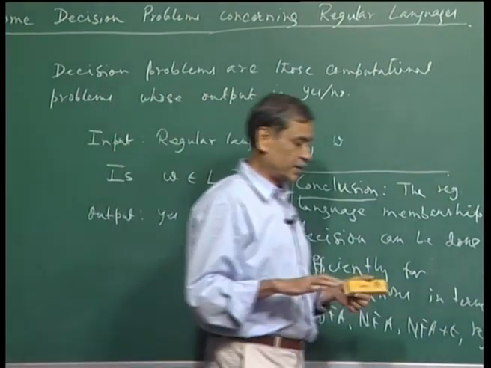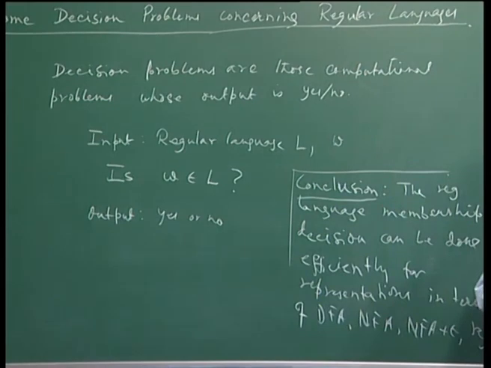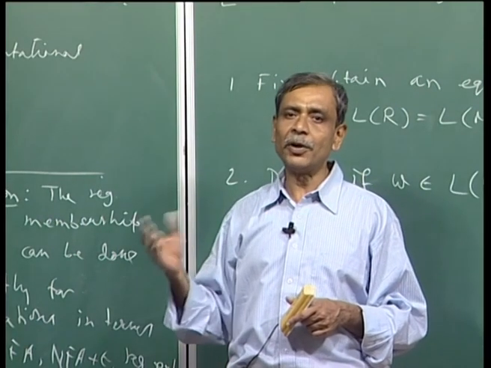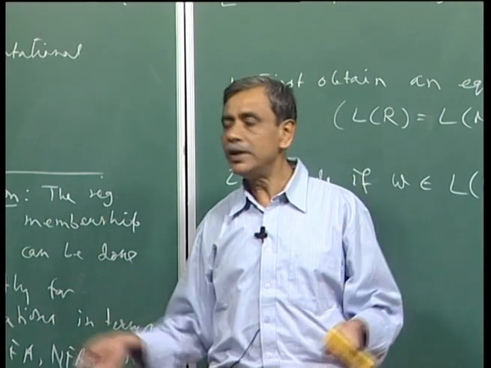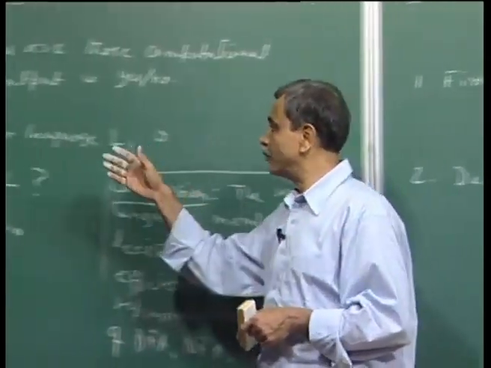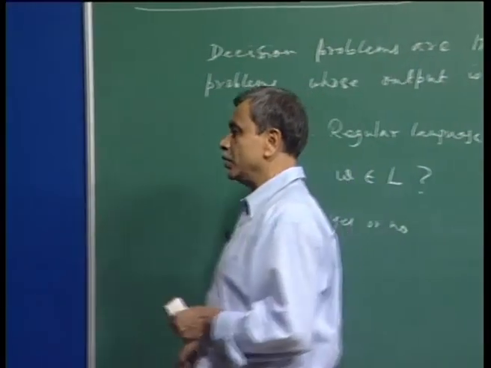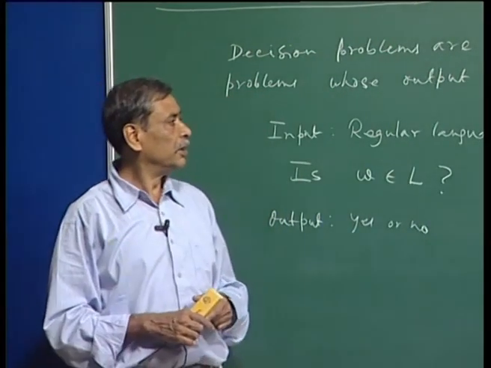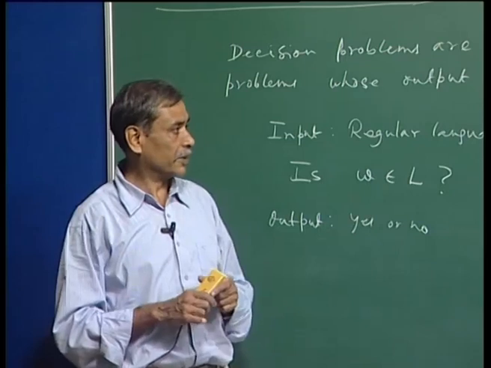Later on in this course, we will see that for certain classes of automata, this problem, which now appears so simple in the case of regular languages, may not have an efficient algorithm, and we may not have any algorithm at all. For example, when we talk of Turing machines as our automaton, which we will see later on.